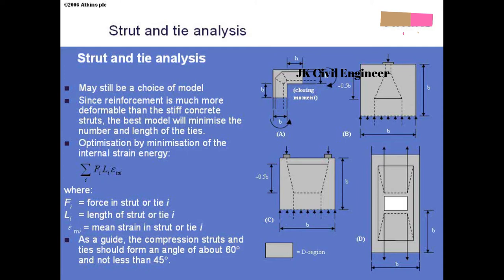I think they started off as 60 degrees, but the figures got distorted over the passage of time, and these angles have got smaller and smaller. So basically, the lever arm here between the compression and the tension is too big. It should be made smaller so that the angles between the struts and ties fit within the 45 to 60 degree limit.